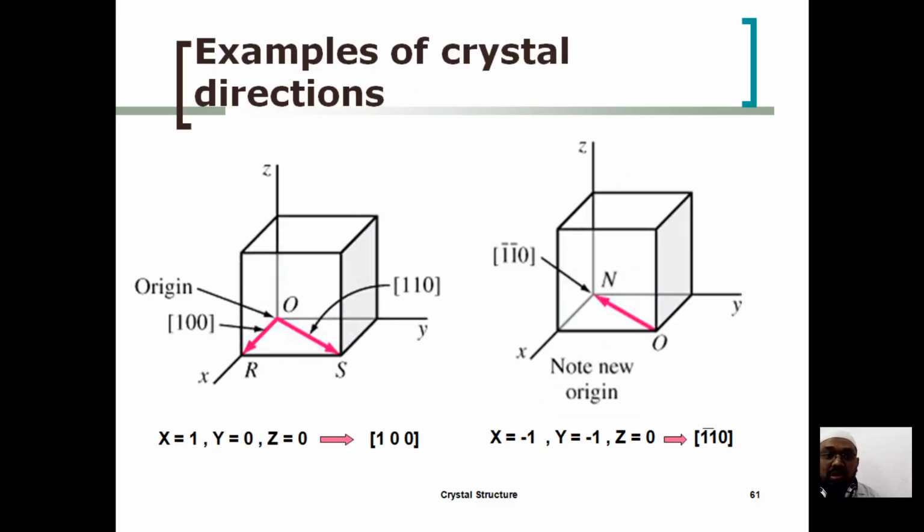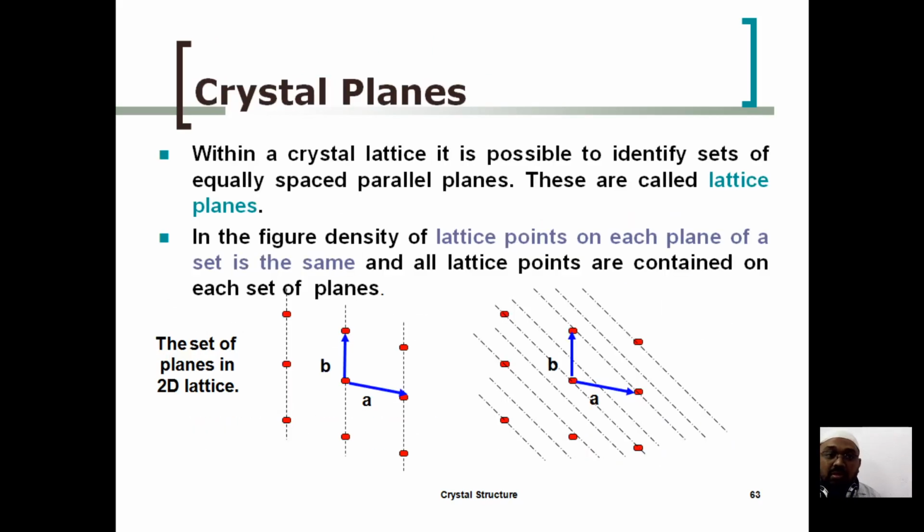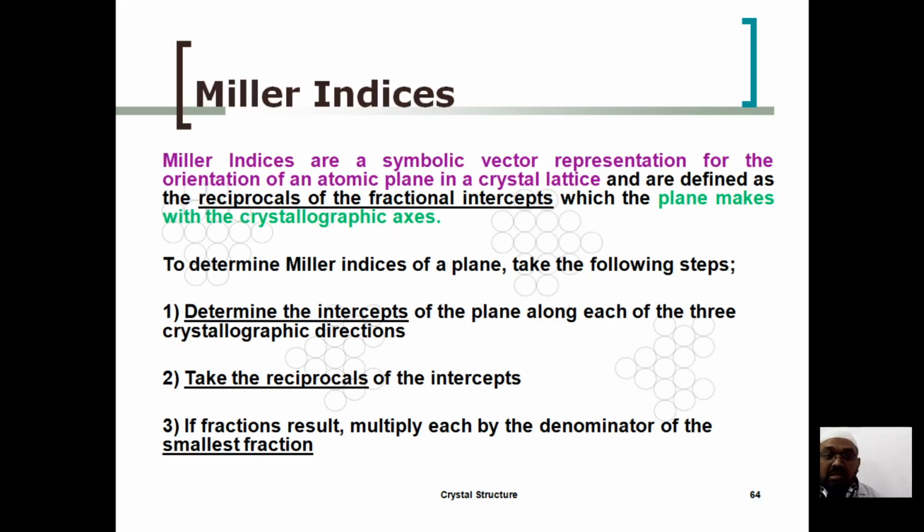Now, when you talk about a crystal, you'll have a direction. That direction may be positive or it may be negative. So now this is about the Miller indices. We just discussed that knowing the Miller indices we can locate the crystal direction. So what actually are the Miller indices? You can just say it is a vector representation of the orientation of the atomic planes inside the crystal lattice.